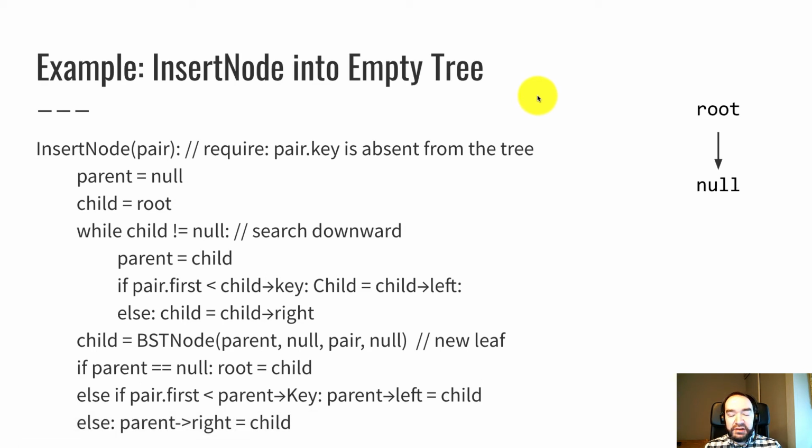Here's an example. First, let's just see how this actually works in the case of an empty tree. This pseudocode is set up to work correctly in the case of an empty tree. It's a little subtle. So parent and child are initialized to null to begin with. Let's say we're inserting the key 12 into this tree.